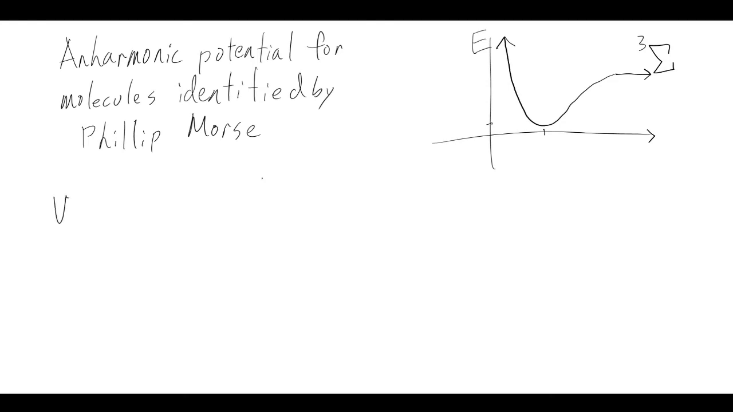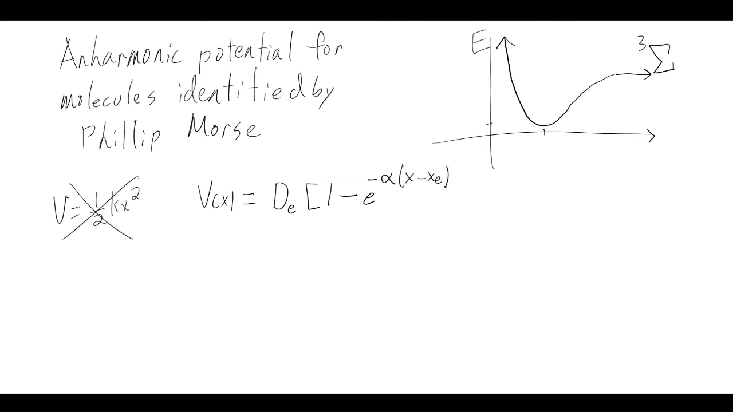But he's the one that took this and said, yes, 1/2 kx squared is fine and good, but that doesn't make physical sense in terms of molecules. So I'm going to make a potential that is more accurate to how molecules should behave. And so my potential is not going to be 1/2 kx squared. It's going to look like the following. D sub e, we'll define in a second, times 1 minus e to the negative alpha times x minus xe quantity, squared. Actually, it's all of this quantity squared.